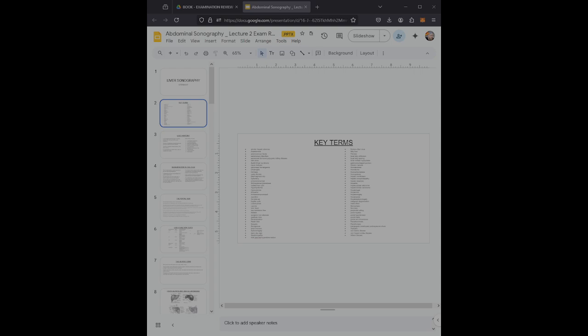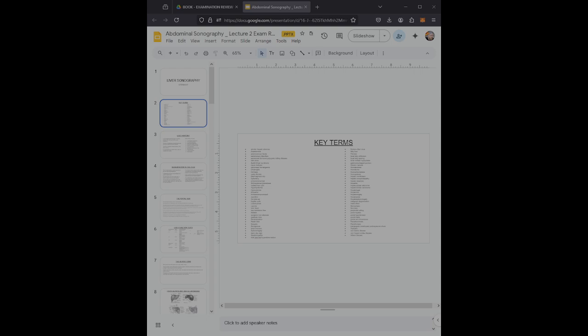Hepatofugal, in conjunction with hepatopetal, are two directions of blood flow. Hepatopetal is blood flow towards the liver. Hepatofugal is blood flow away from the liver. A hepatoma is a malignant tumor associated with a hepatocellular carcinoma. Hepatomegaly is enlargement of the liver, and a hepatosplenomegaly is a combined enlargement of the spleen and the liver.